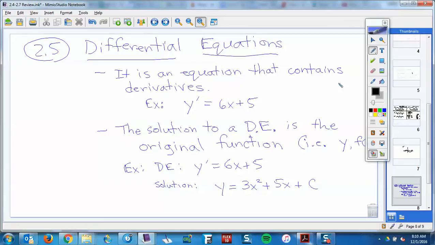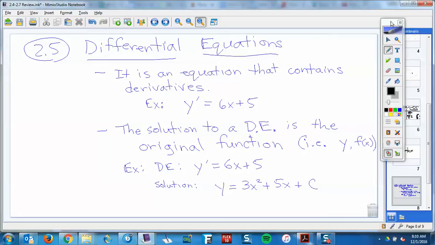Okay, differential equations. Yesterday we said it's an equation that contains derivatives. So something like this would be an example. The solution to a differential equation is a function. So, Max, this is brand new stuff. A little bit of a side trip, but it involves derivatives.